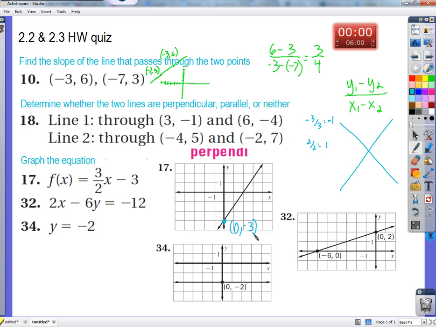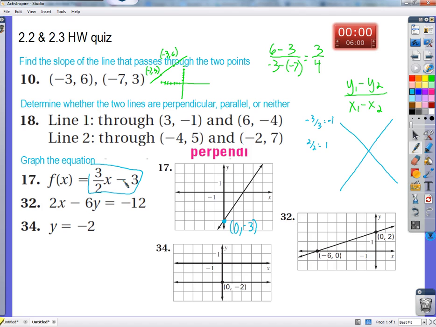Put 0 in for x, right? That's where things usually go in. With 0 for x, this is gone. Anything times 0 is 0. So 0 minus 3 just gives us negative 3. We can do that with anything that's in slope-intercept form, where it's just m times x plus b. So put 0 in there and get negative 3.